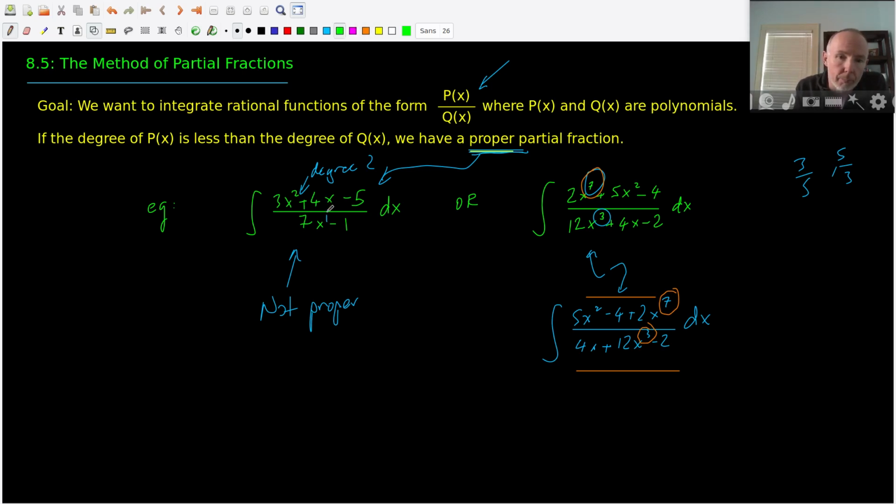Now, for example, if we go back to the first one, if I made that a 4 down there, then this is still a rational function. And now I've got a 2nd degree on the top and 4th degree in the denominator. And so because I've got a bigger power down there, now it's a proper fraction. So with that new form, that is a proper partial fraction. So what we want to do is learn how to integrate these things. And we're going to look at a couple of different examples.